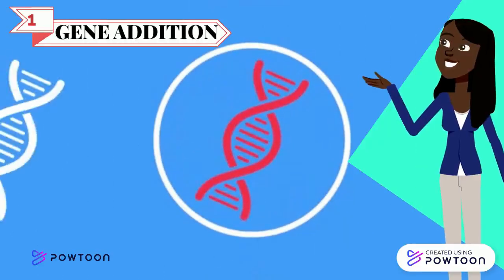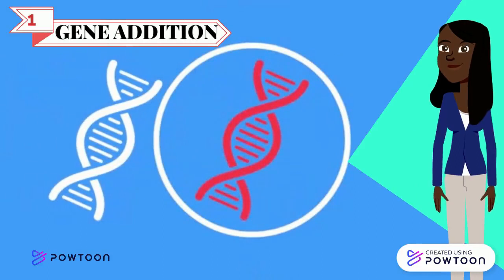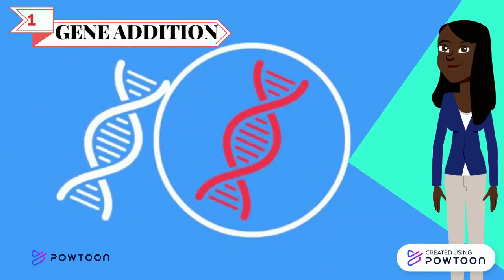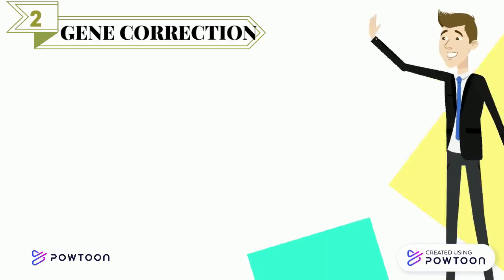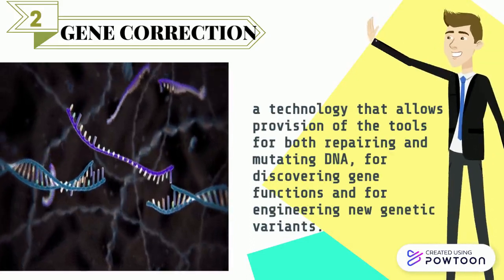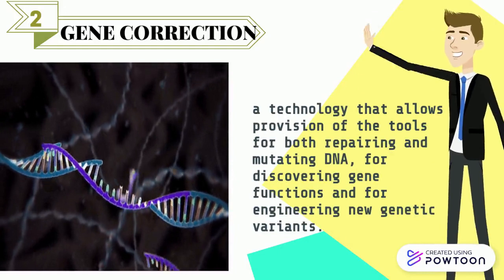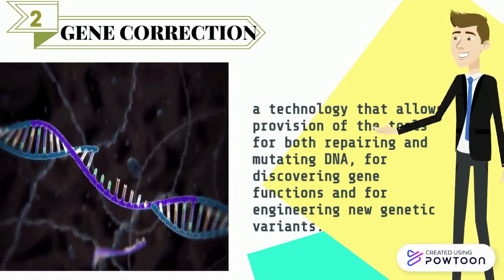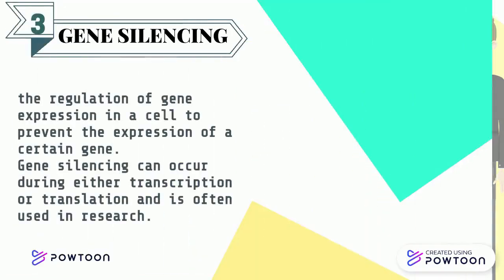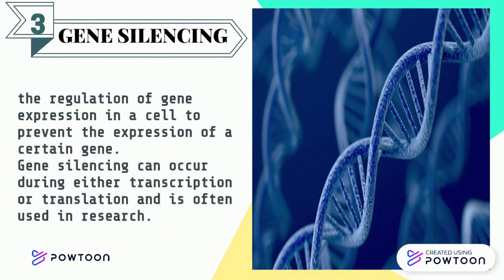Gene addition is a strategy that involves addition of functional copies of a gene to address the underlying genetic cause. Gene correction allows provision of the tools for both repairing and mutating DNA, for discovering gene functions and for engineering new genetic variants. Gene silencing is the regulation of gene expression in a cell to prevent the expression of a certain gene. Gene silencing can occur during either transcription or translation and is often used in research.